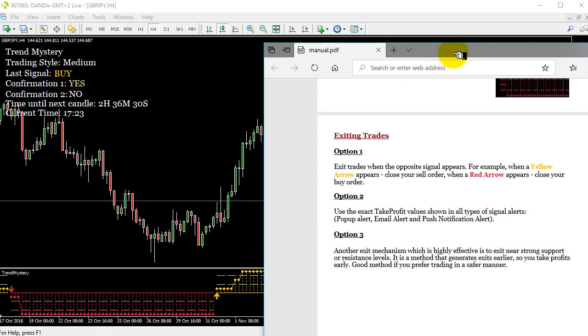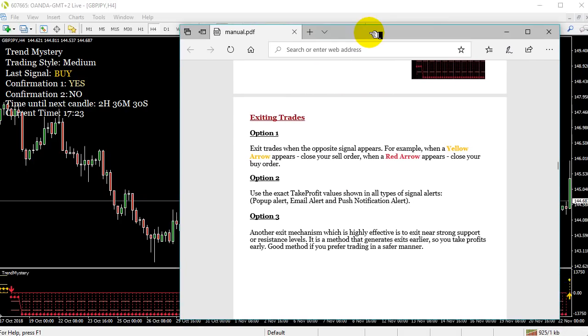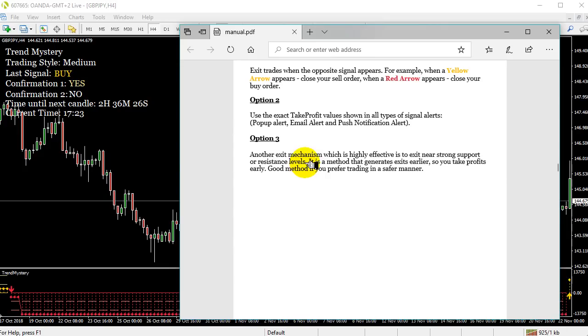Use the exact take profit values that are shown in all types of signal alerts. Option three, another exit mechanism, which is highly effective, is to exit near a strong support or resistance level. It's a method that generates exits earlier, so you take your profits earlier. Good method if you want to trade.